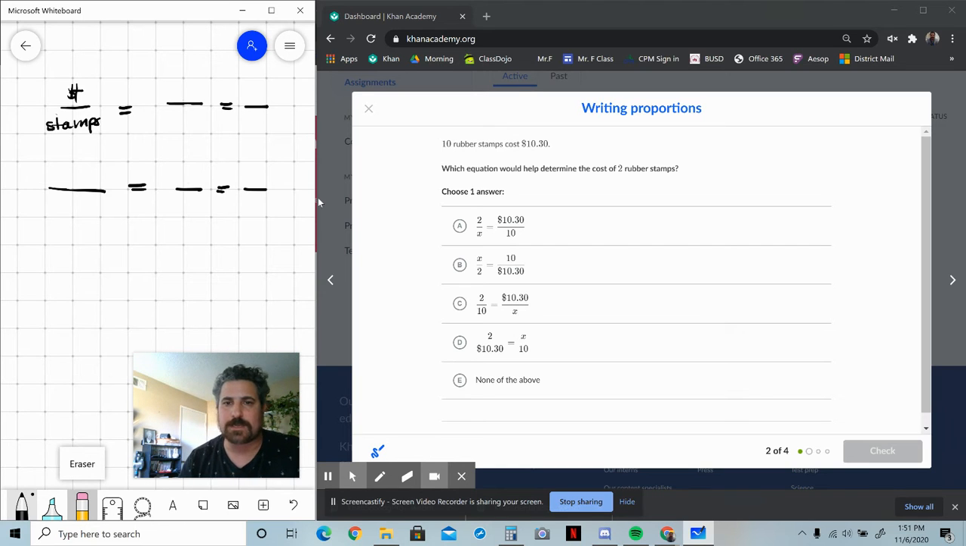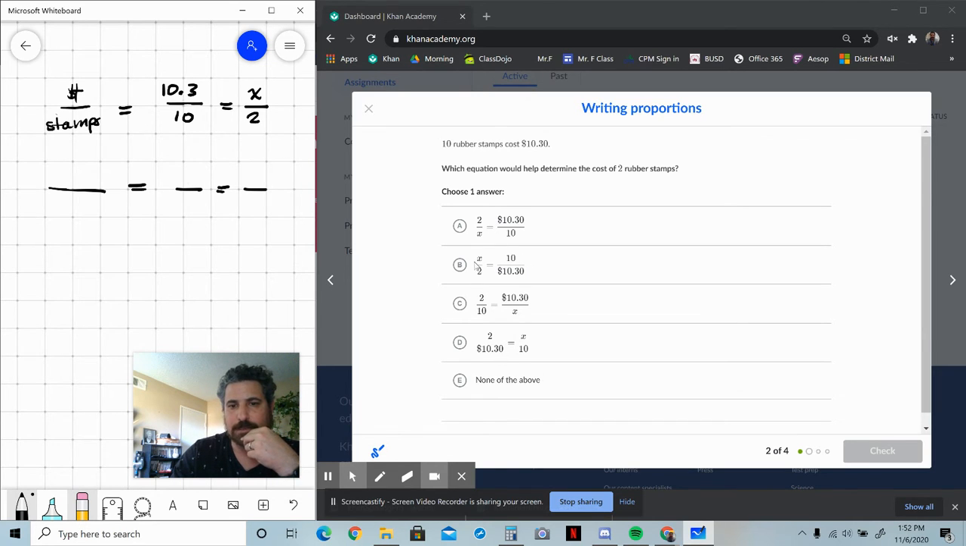So this is 10 rubber stamps for $10.30, so it would be 10.3 over 10. And it says, which equation would help determine the cost of 2 rubber stamps? The stamps are now 2, and the cost is what? That's the unknown. So I would normally set it up just like that: 10.3 over 10 is the same as x over 2. I see 10.3 over 10, and I see 2 over x. That's not going to work for me. I see no other relationship where there's 10.3 over 10.